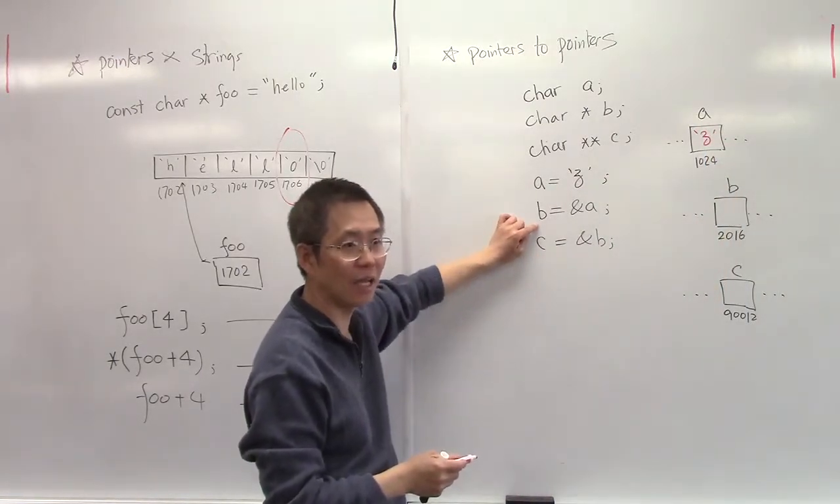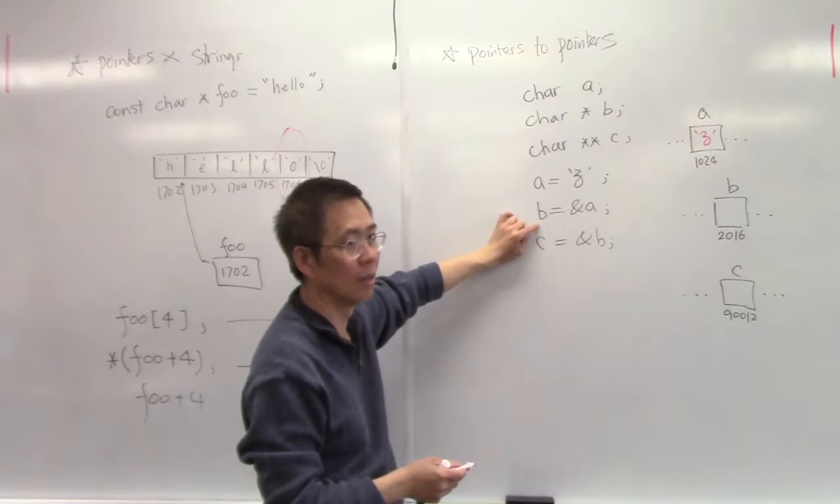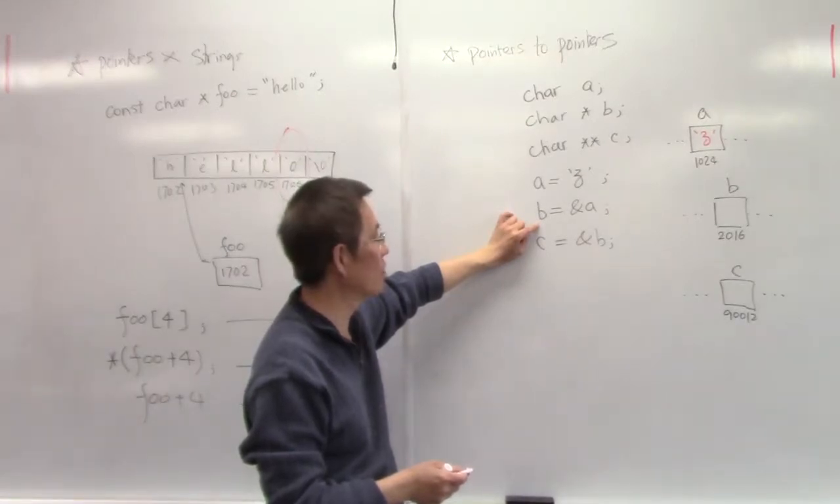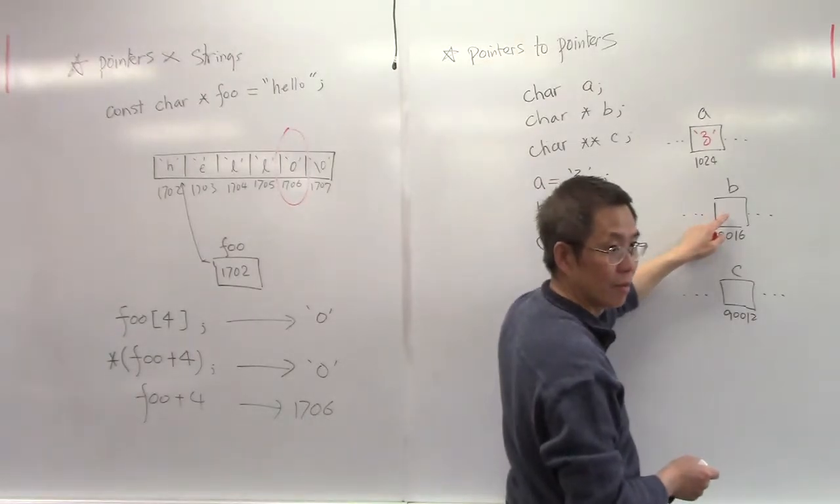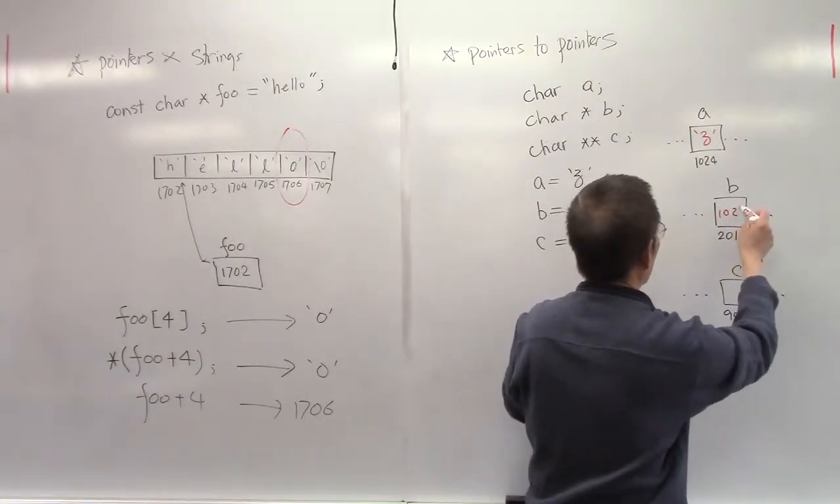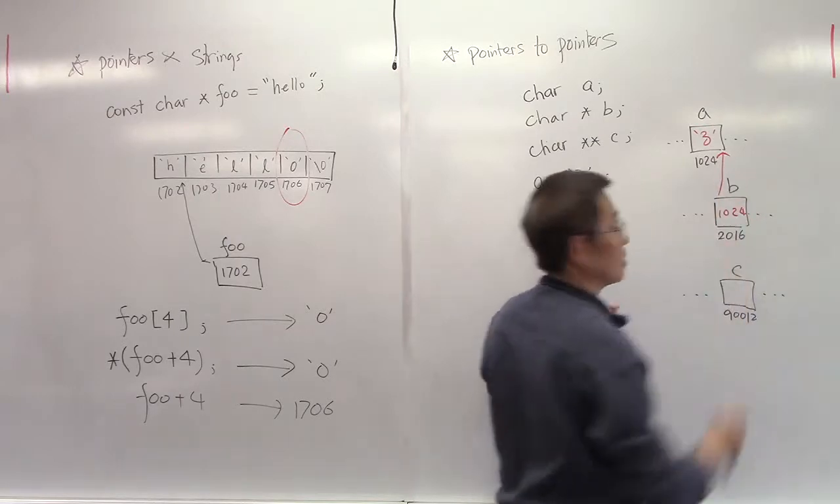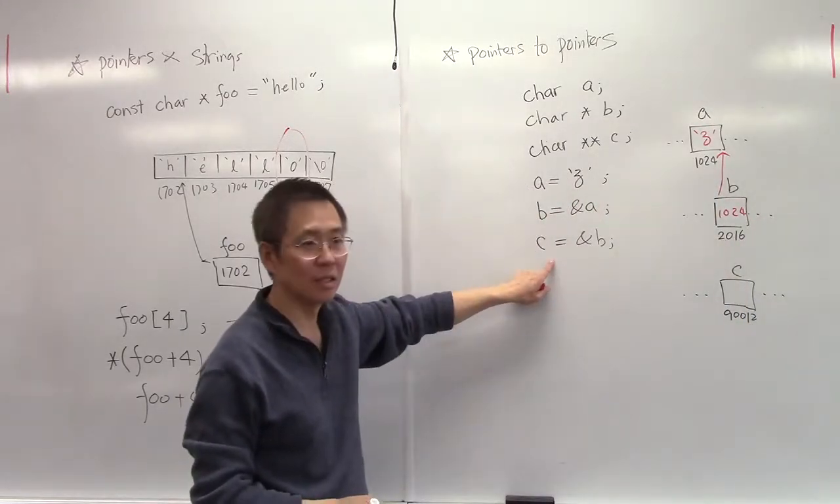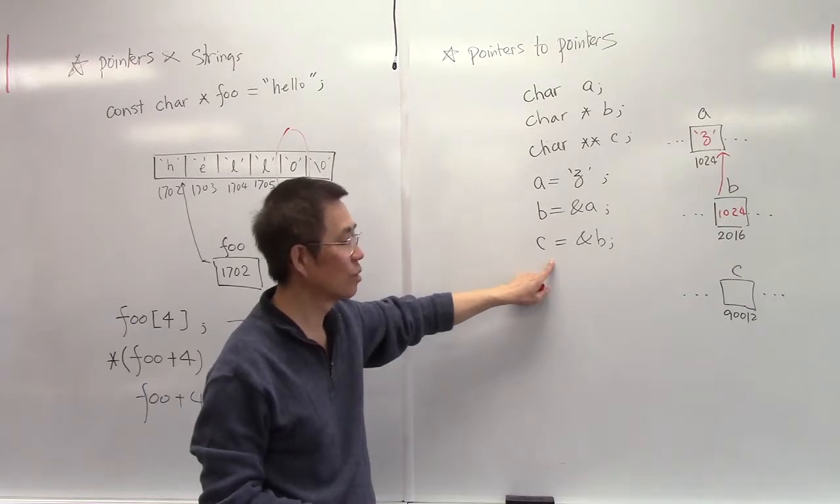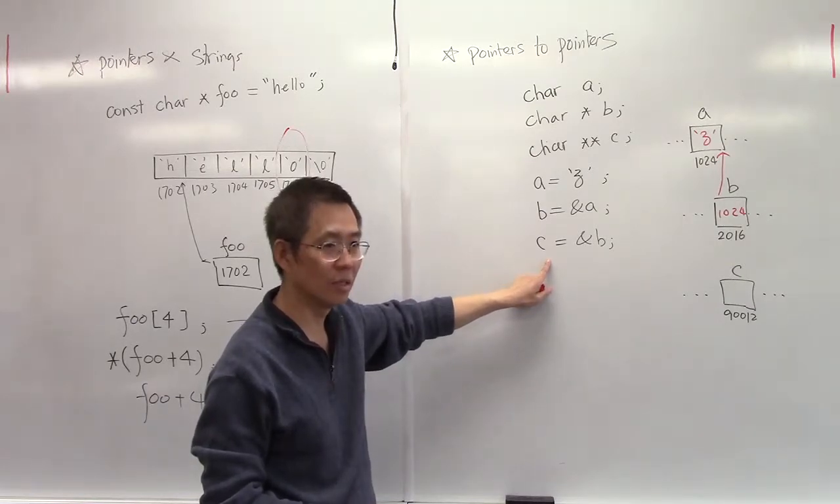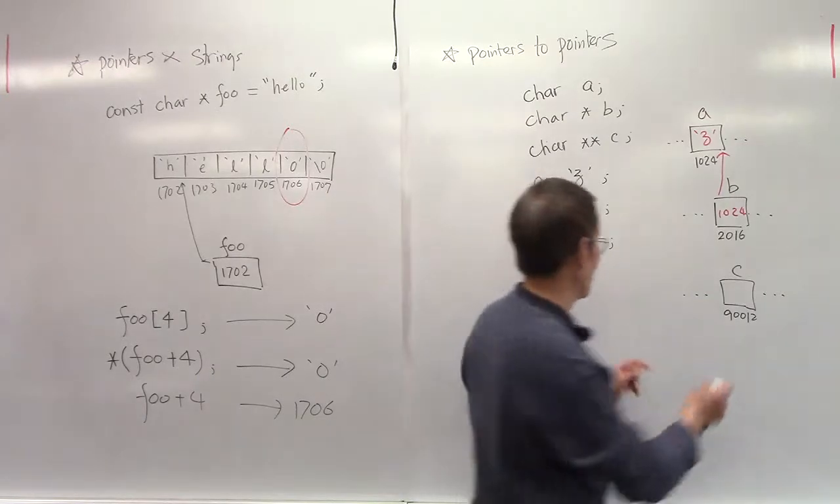And then this, after that, what happened? Ampersand A is the address of A. Address of A is put in B. So this box has the value of 1024. And the arrow is established. And then this, 2016 to C. 2016 is stored in the box C.